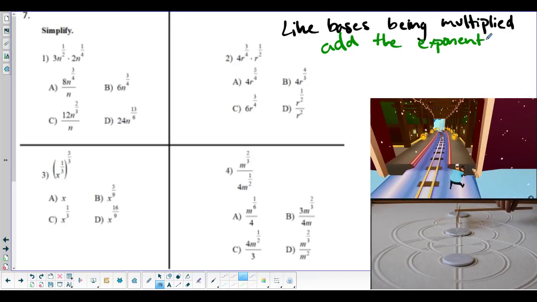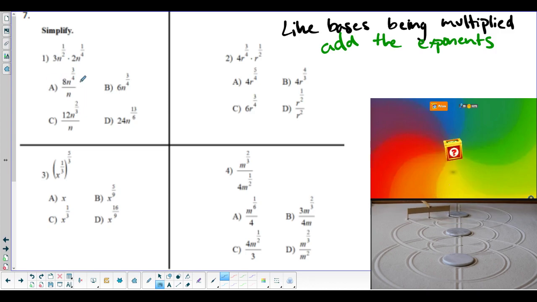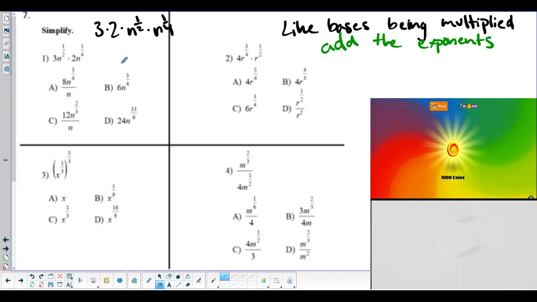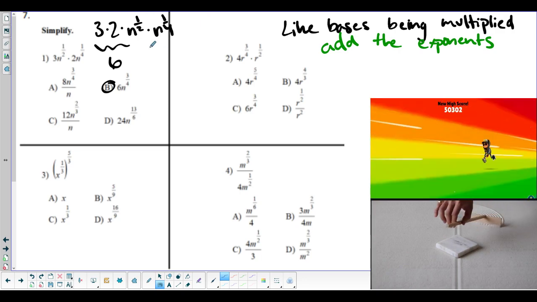Okay, so in this case, we have like bases being multiplied and we have two numbers in front. What's cool about this problem is that I think you can do the multiple choice without even worrying about the fractions, because you know you have to multiply this 3 times 2 together as well. Really this is 3 times 2 times n to the 1/2 times n to the 1/4. I just rewrote it in a different order. 3 times 2 is 6. The only one of these answers with 6 is B. So I think that's going to be it. It's a little SAT guess and check strategy, or multiple choice strategy. But let's do it for the sake of doing it.